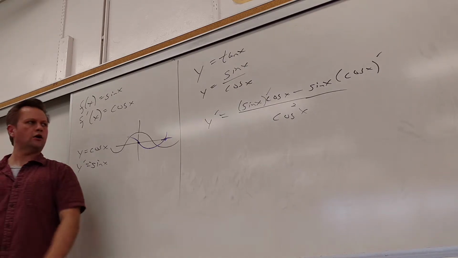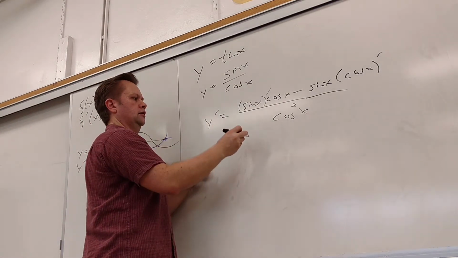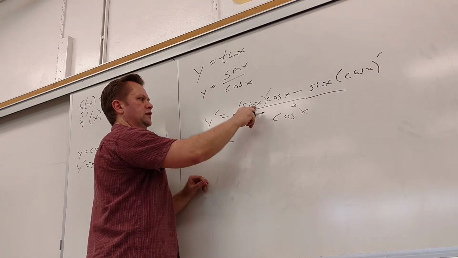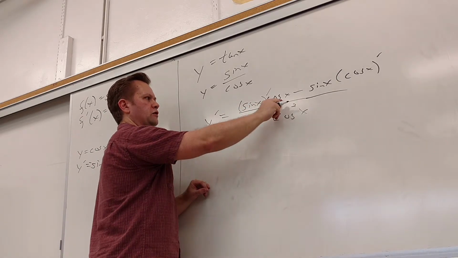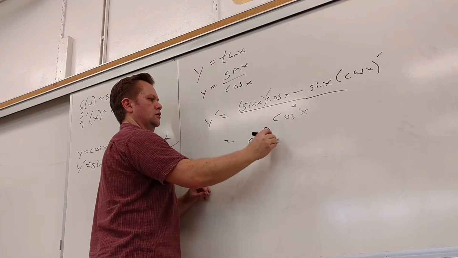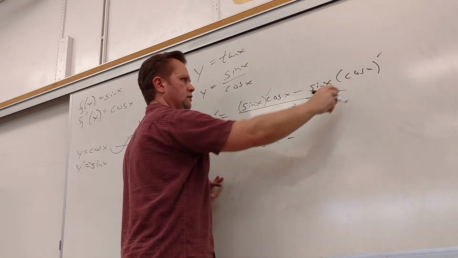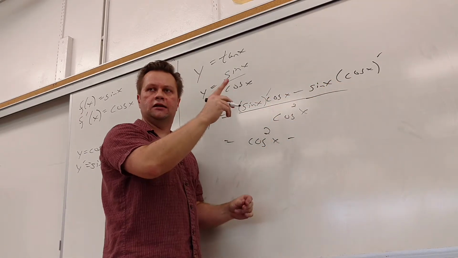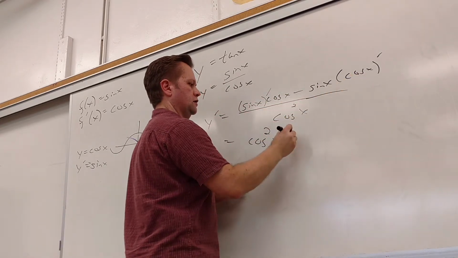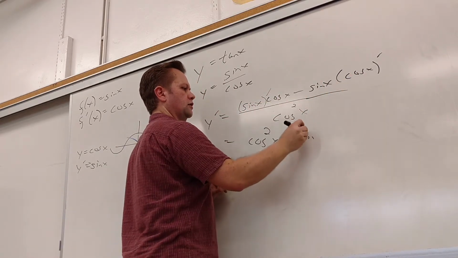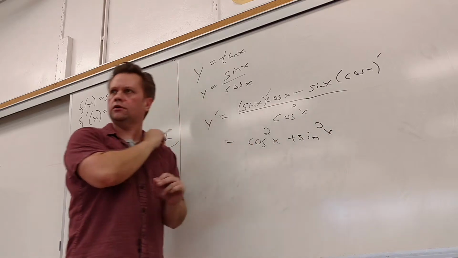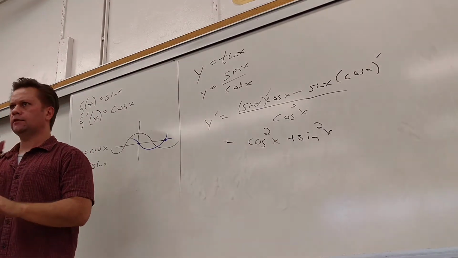So I just wrote the rule. Now I'll do the derivatives. What's the derivative of sine? Cosine. Cosine times cosine. What's the derivative of cosine? Negative sine. Sine times negative sine, so sure I get that. Are you guys with me there? Is that good? Yes.